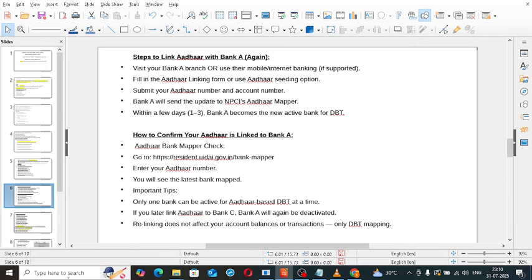Once the account is mapped in the NPCI mapper, relinking does not affect your account balance or transactions, because you get the subsidies, right? That amount is a common amount. Either you get it in Bank A or Bank B or Bank C, according to your convenience. Transactions or subsidies never stop. Your account balance will not be reduced if you change the Aadhaar mapping from Bank A to Bank C in the NPCI network; nothing will happen. Just your Aadhaar number is linked. Your account balance will not be reduced and your subsidy will not be stopped at any point of time.